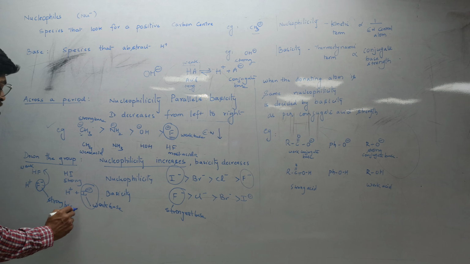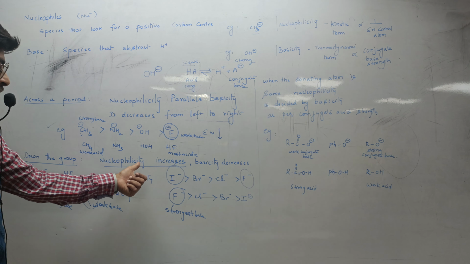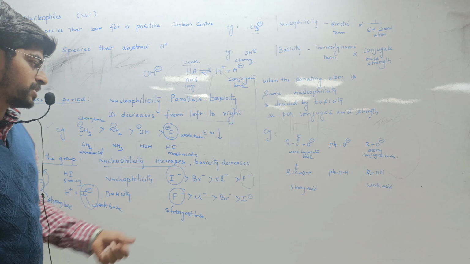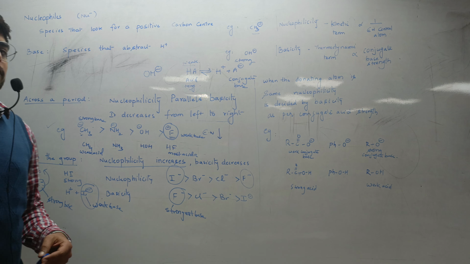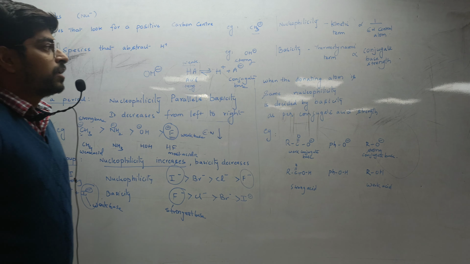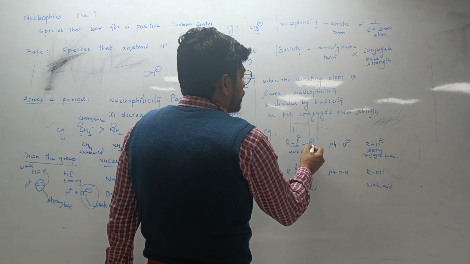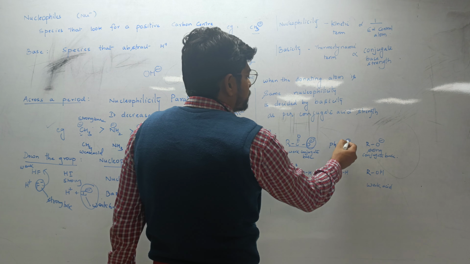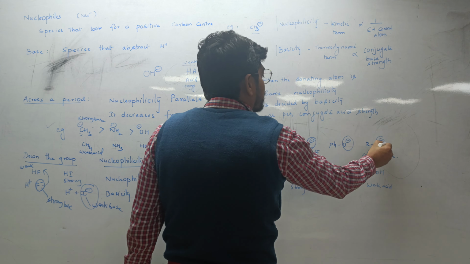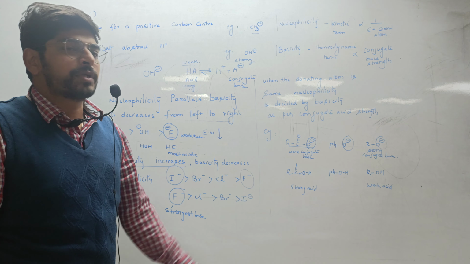So if it is a strong base, its nucleophilicity is least, because nucleophilicity is inversely proportional to basicity down the group. That is how, with the help of basicity, we are deciding nucleophilicity. Now we have a special case where the donating atom is the same. Here the donating atom or the central atom is oxygen, which is holding the negative charge. In such a case, how to decide the nucleophilicity? Because we can't speak in terms of period and group.